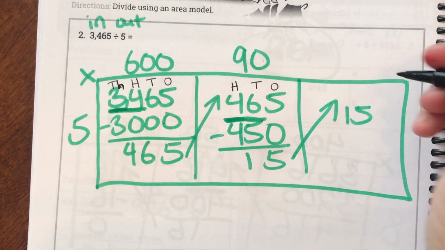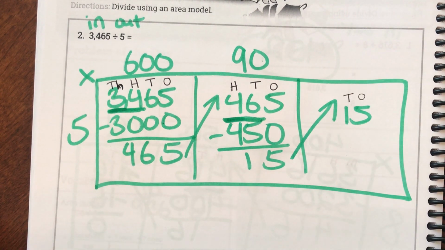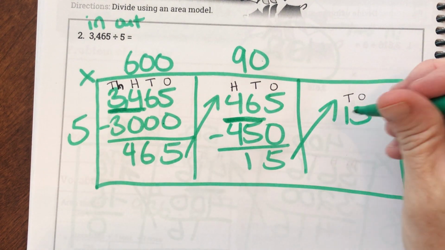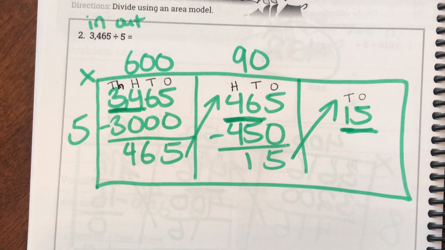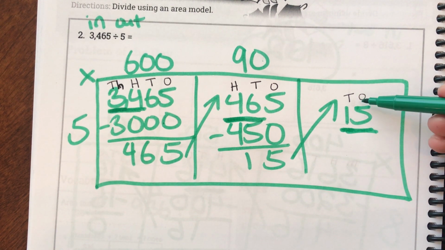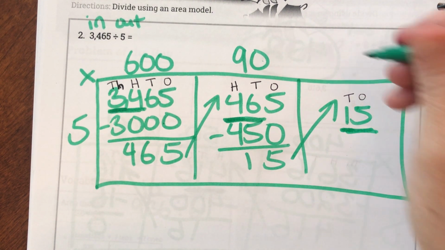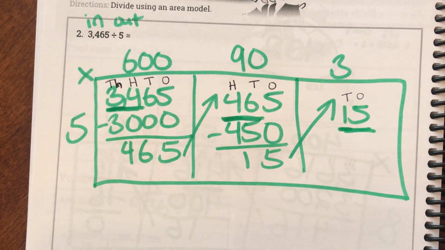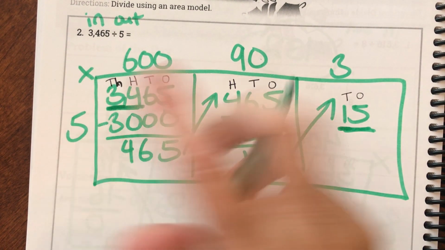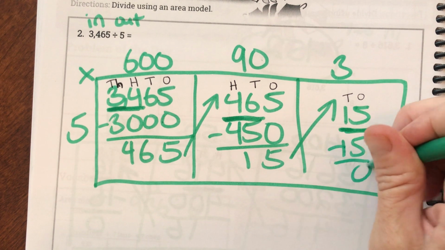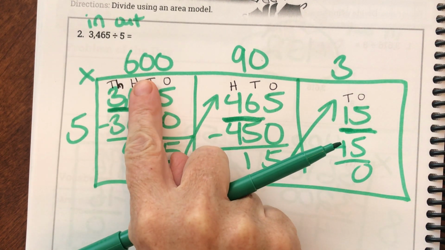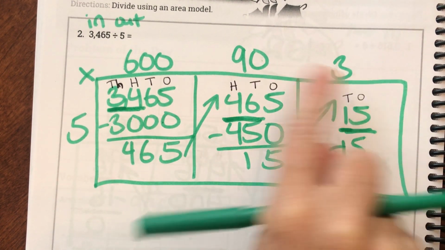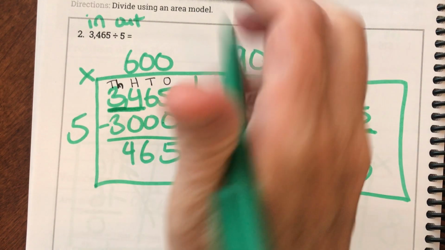Okay, what are we getting now? Ones, tens. So we get 5 cannot fit into 1, but 5 can fit into 15 3 times. And we're in the ones place value, so 3 ones is just 3. And then 3 times 5 is 15. And we have 0, just like we were hoping to have. Okay, so what is our answer, ladies and gentlemen? 693. That's our full quotient when we put them together.